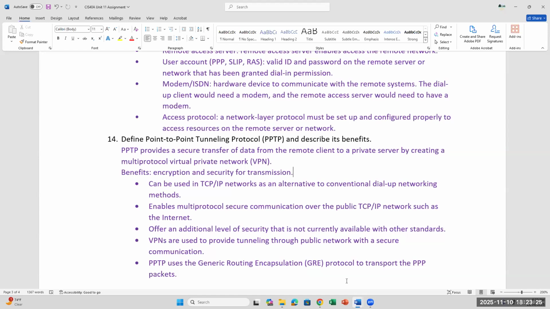Now, in a different environment, you want encapsulation so that it will prepare your message or your data so that it can be sent. And it would use GRE to do the encapsulation, and then it uses PPP to transport the packet. So that allows it to also efficiently use the virtual private network with encryption.